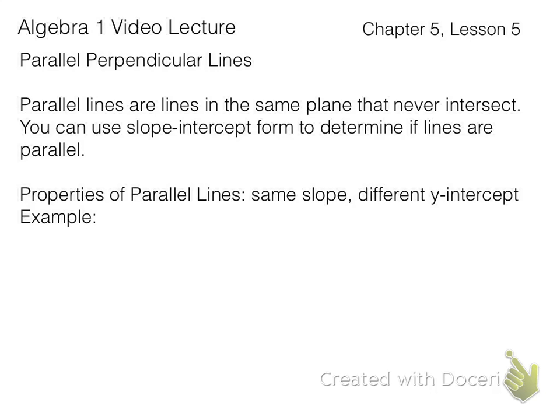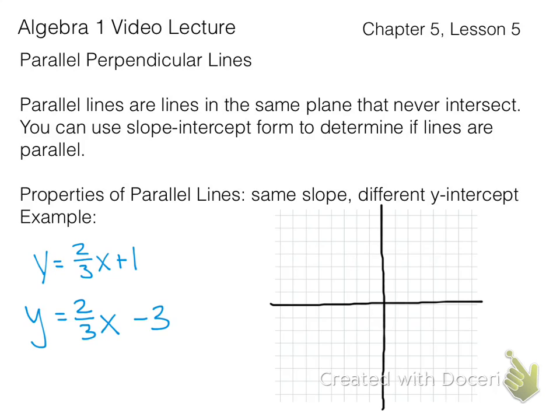All right, so here's two examples. We have y equals 2/3 x plus 1 and y equals 2/3 x minus 3. As you notice, the slope, 2/3, is the same for both equations, but the y-intercepts are different. So if I went ahead and graphed them, there's the green equation, the intercept of 1, and then going up 2 and to the right 3.